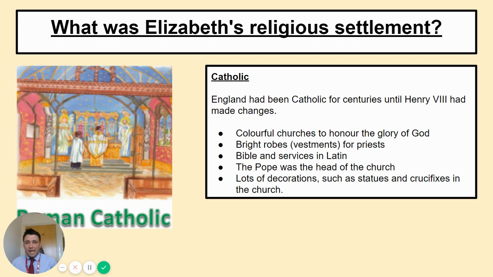And as you'll remember, England had been Catholic for centuries, until Elizabeth's father, Henry VIII, had made changes to religion in order to get that divorce. And the Catholics believed in things such as colourful churches to honour the glory of God, bright colourful robes, or as we call them, vestments, for priests to wear to show their importance. The Bible and the services of the church would be in Latin. The Pope was the head of the church. And there would be lots of decoration like statues and crucifixes in the church.